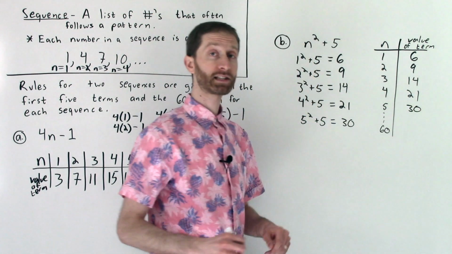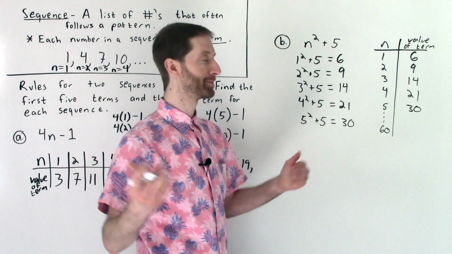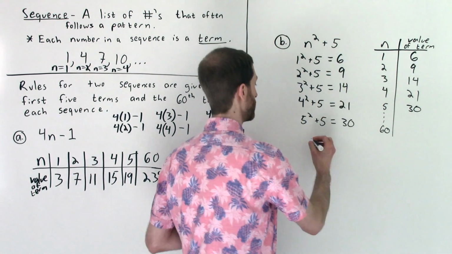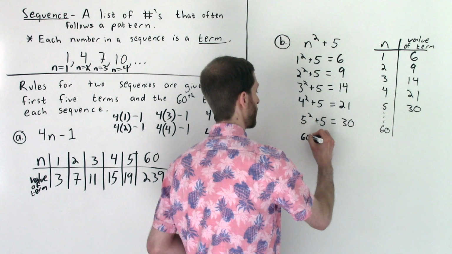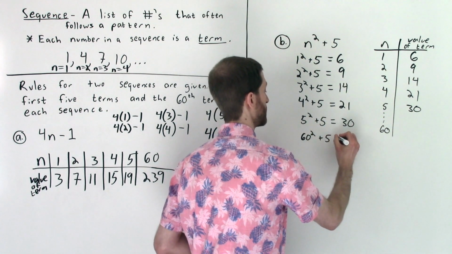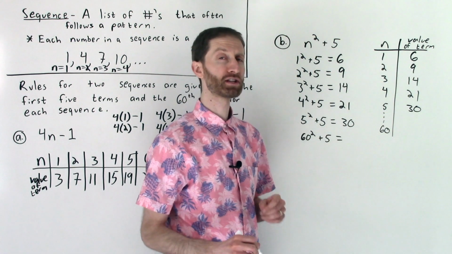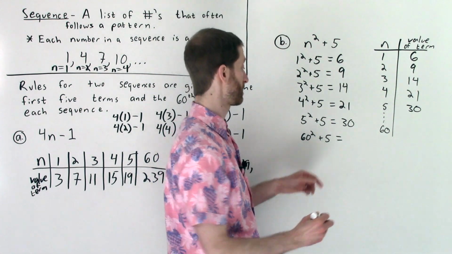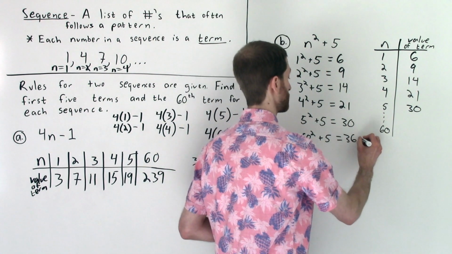Now, if you needed the 60th term or any numberth term, you'd evaluate that into our rule. So in this case, I will have 60 squared plus 5. 60 times 60 is 3,600, plus 5 is 3,605.